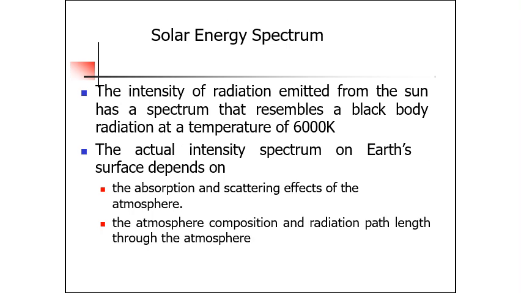Now we will talk about the intensity of radiation emitted from the sun. So this intensity emitted from the sun has a spectrum that resembles a black body radiation at a temperature of 6000 Kelvin. Now the actual intensity spectrum on Earth's surface will definitely be controlled by all those absorption and scattering effects after it enters the atmosphere. So before entering the atmosphere, we will have one category of intensity spectrum, and after it reaches the Earth's surface, it will achieve another value.